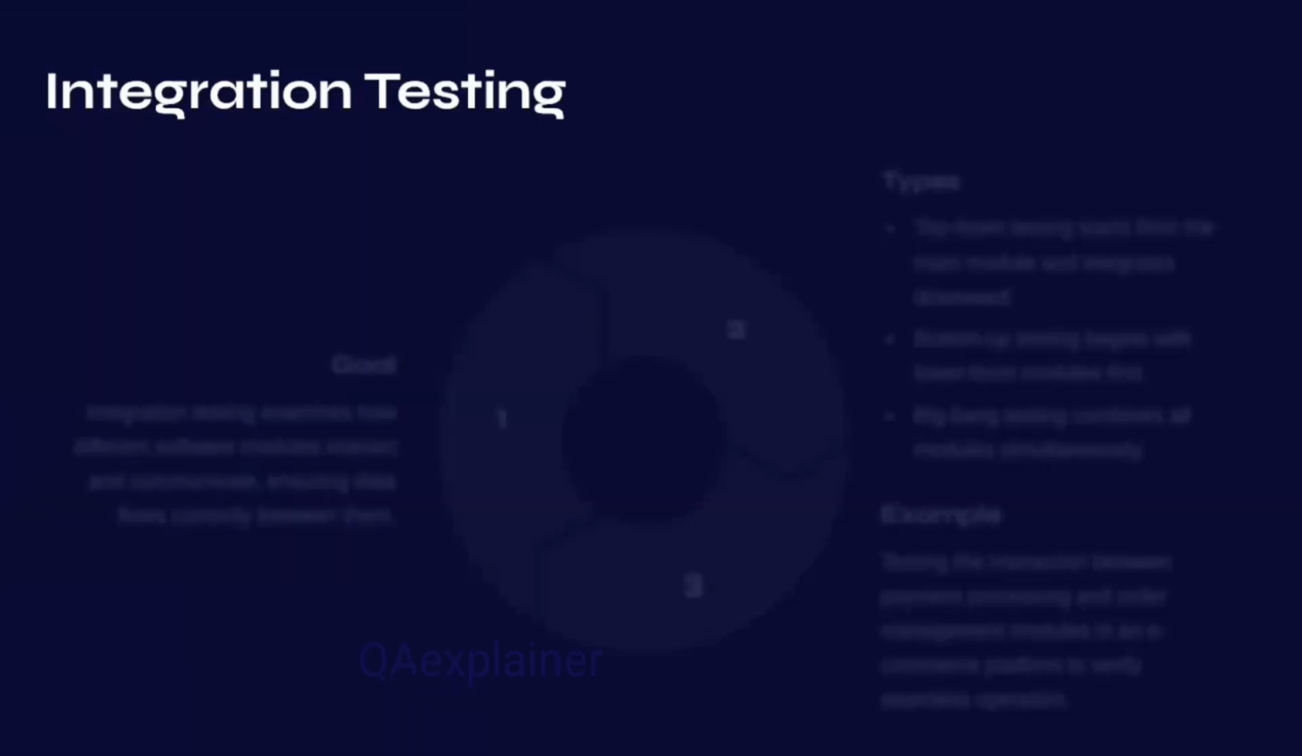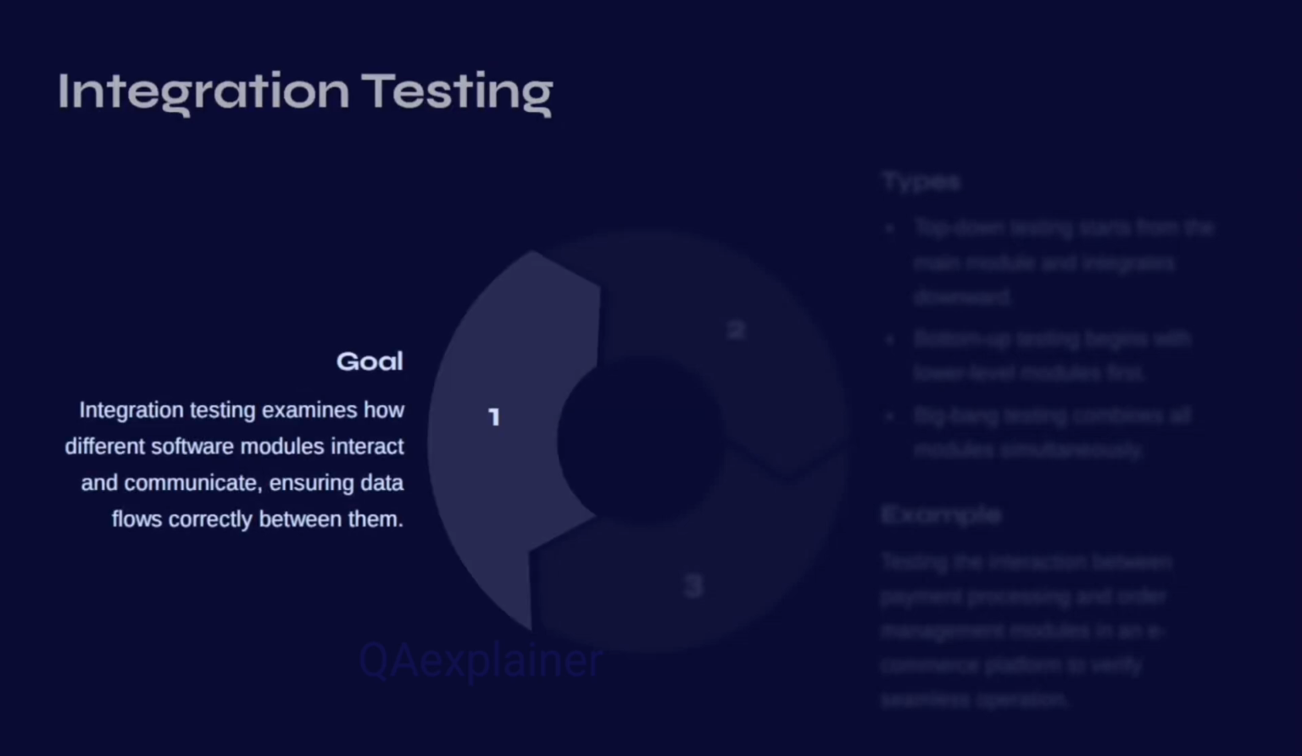Then we have integration testing. This is a very important concept, guys. Most of the people I have seen spend the majority of their time testing this integration part only. So what do we mean by integration? The main goal of integration testing is this: suppose I have two different modules. I need to check the data flow between these two modules, and whether the two modules are connected to each other or not.